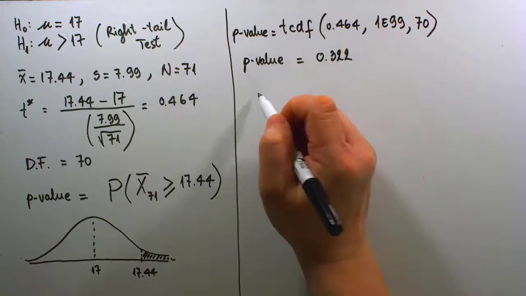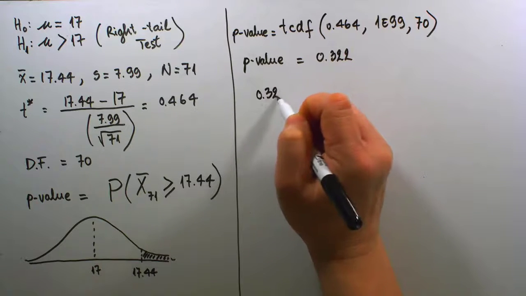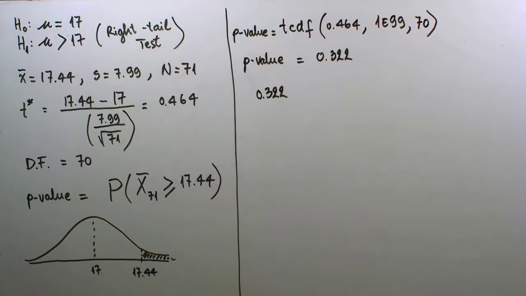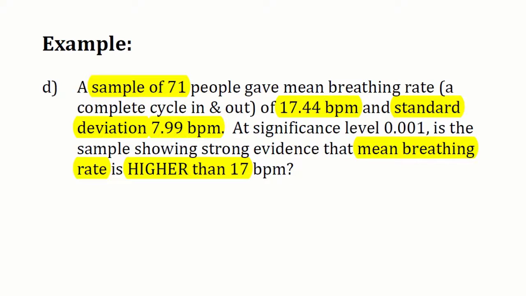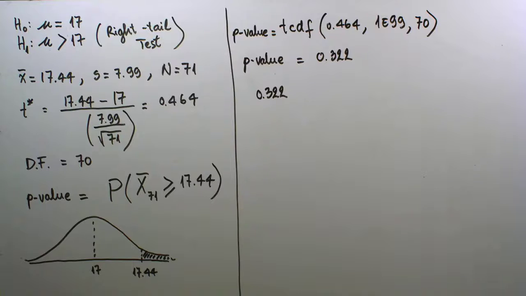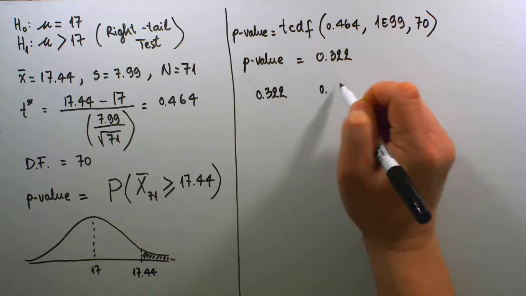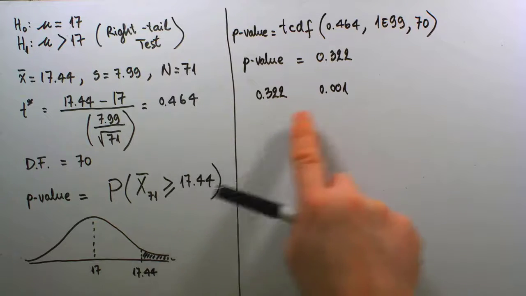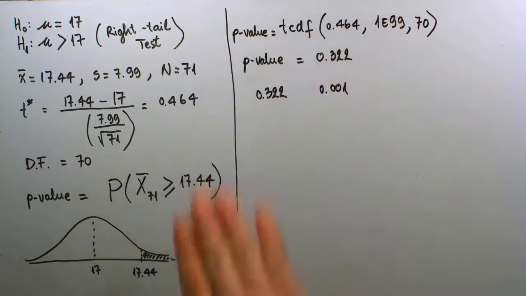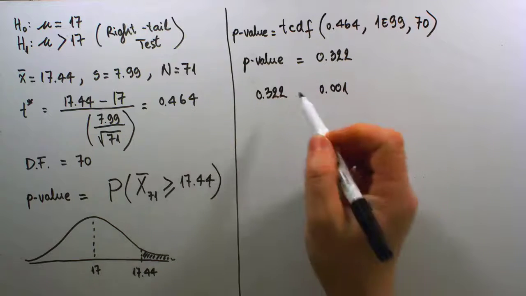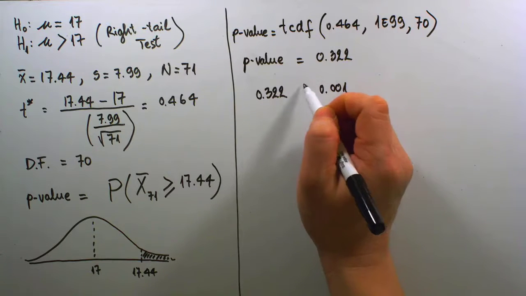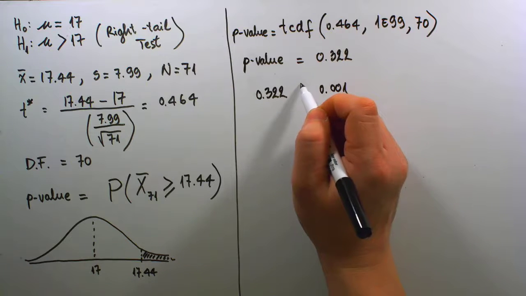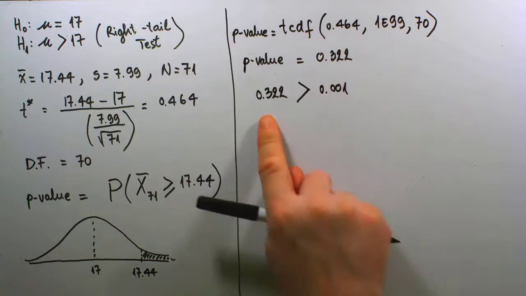And now that we know our final p-value is 0.322, the next step is to compare that p-value with the significance level given in the problem. So quickly looking back at the problem itself right here, we're looking at significance level 0.001. And the real big thing that I would like to emphasize in this entire problem is that the final p-value here, unlike any other problems we have seen, is greater than the significance level.